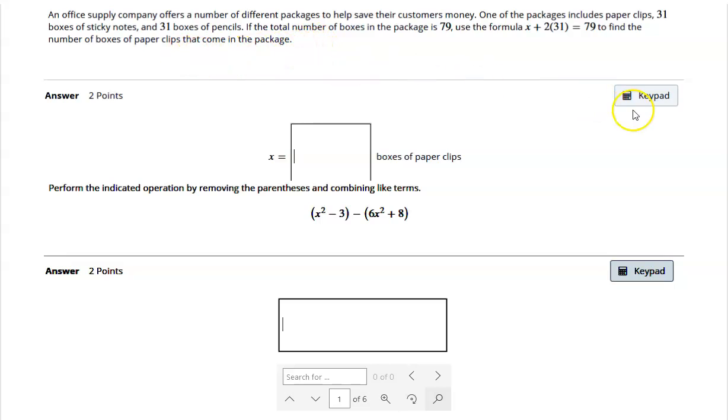Again, they're giving us a word problem. The point: pause, read it carefully. And in this case, again, they're giving us the equations. So we're asked to use this formula to find the number of boxes of paper clips. So the protocol would be to clear parentheses. 2 times 31 is 62.